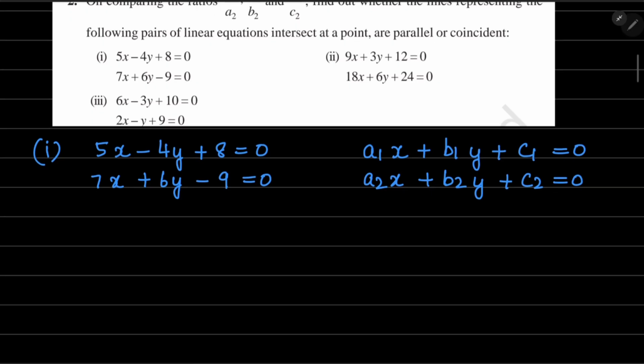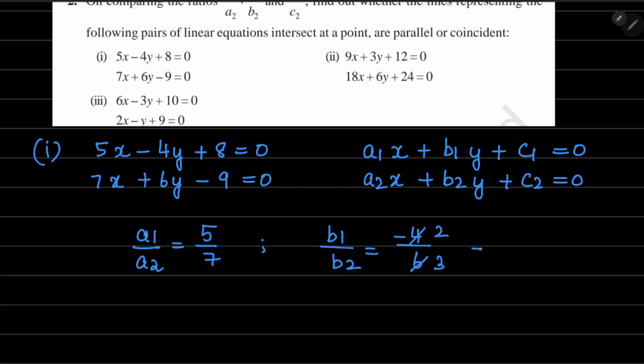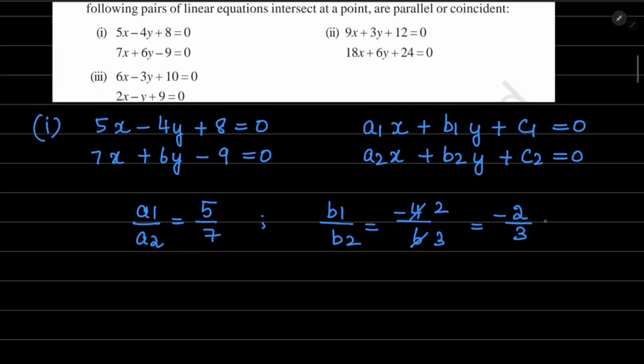So when you compare them, what do you get for a1 by a2? a1 by a2 is nothing but 5 by 7, right? What is your b1 by b2? The coefficient of y in the first divided by coefficient of y in the second one, which is nothing but minus 4 by 6. So here you can cancel it with 2. So this becomes minus 2 by 3. Now, you do not need to essentially find out c1 by c2, but still if you want, you can write what is your c1 by c2? It's nothing but 8 by minus 9 or minus 8 by 9, just for the sake of writing.